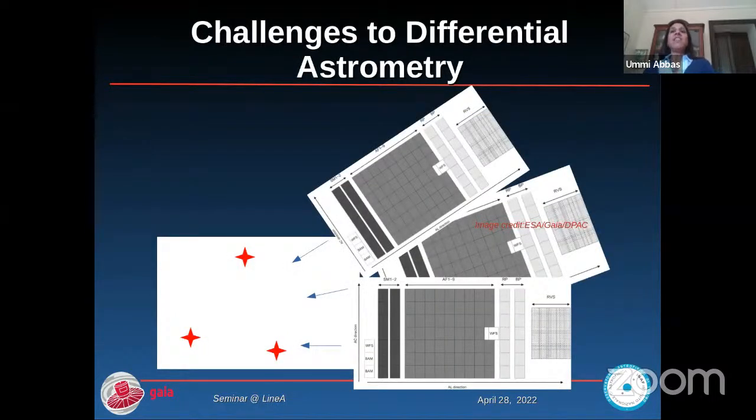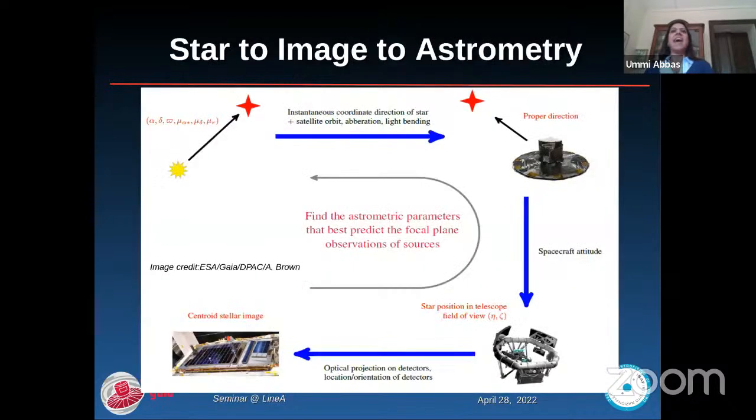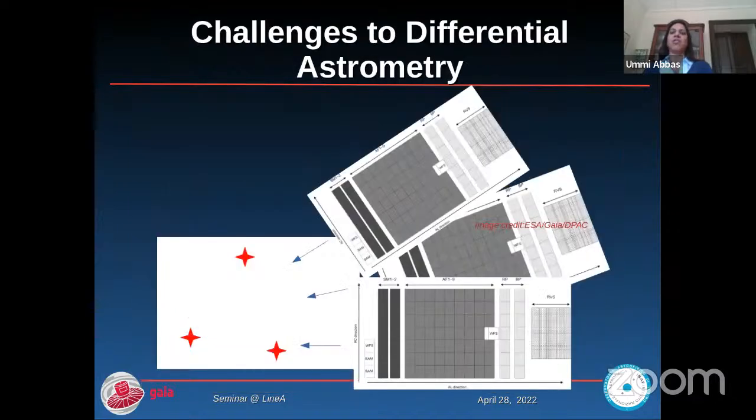The challenges instead for differential astrometry, because when we talk about the way Gaia does the astrometry, we are doing this all in the global form, global astrometry. So you obtain all the observations, you put them together, and you do an iteration with the source parameters, and you attain an iterative solution, and that is global astrometry.